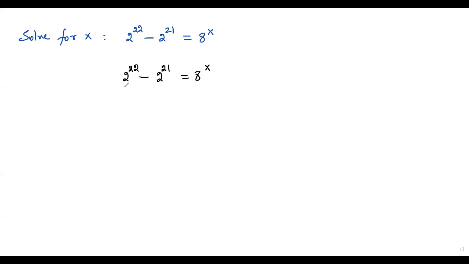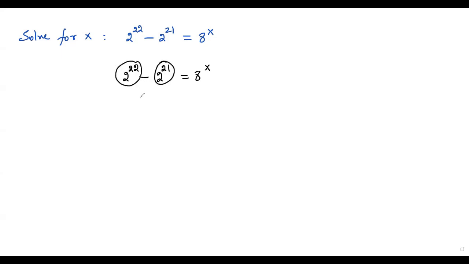Now let me look at the expression on the left side. What's the greatest common divisor for the terms in this expression? 2 to the 21st power is the greatest common divisor, because in both terms I find the base 2, and since I have the same base for both terms, I have to consider the smaller exponent. When I compare the two exponents, the smaller exponent is 21. So 2 to the 21st power is the greatest common divisor for these two terms.